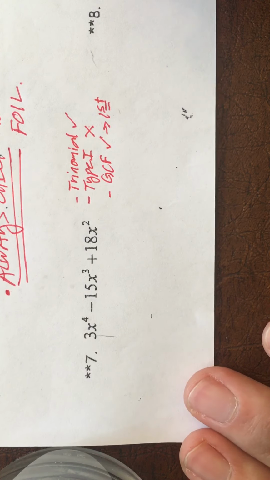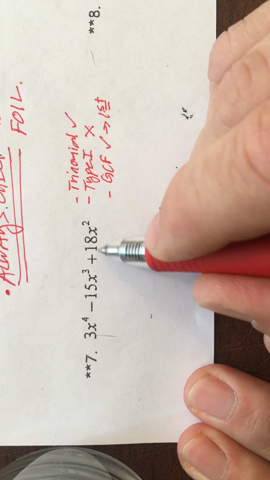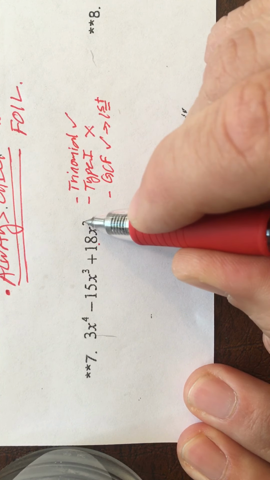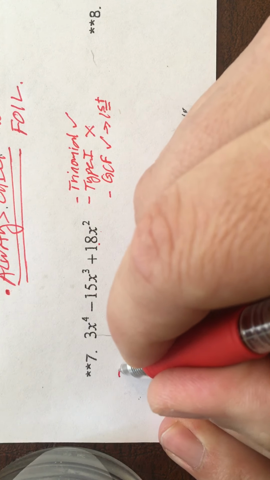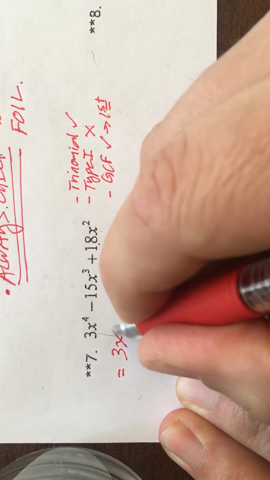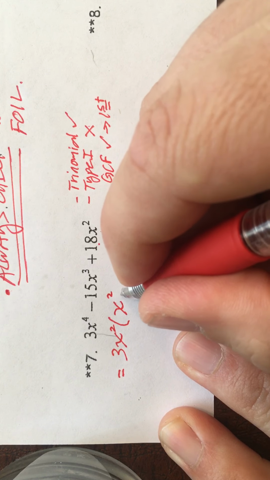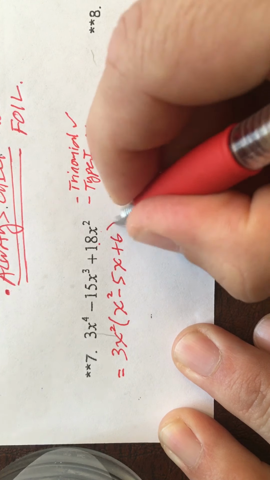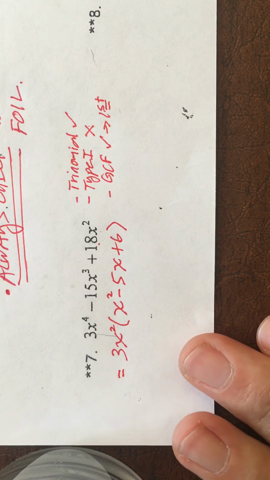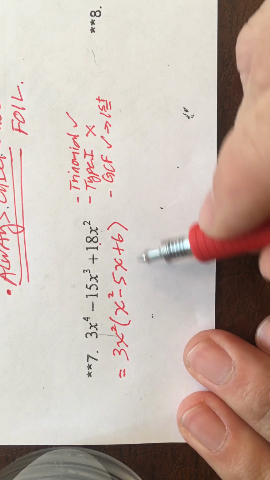So our GCF is going to be 3, because 3 is the largest number that goes into all of these numbers, and x squared, which is present in all the terms. So I'm going to first factor out 3x squared, and we'll see here we have x squared minus 5x plus 6 is what's left in the house. We refer to the parentheses as the house.